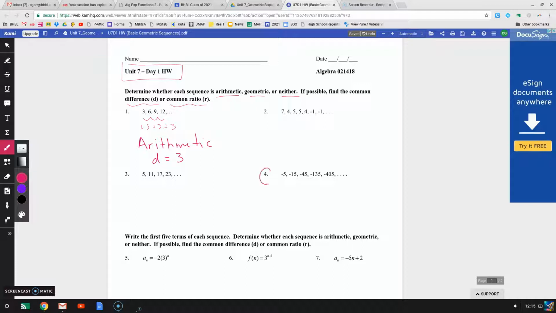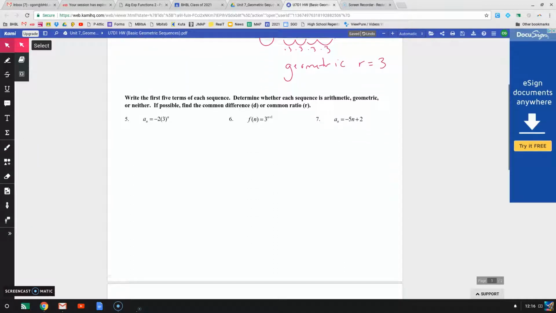If I take a look at question 4, I'm again looking for a pattern. How do I get from -5 to -15 to -45 to -135 to -405? Well, I'm multiplying by 3 each one of those times, which tells me that I have a geometric sequence. And in my geometric sequence, then, my common ratio is 3.